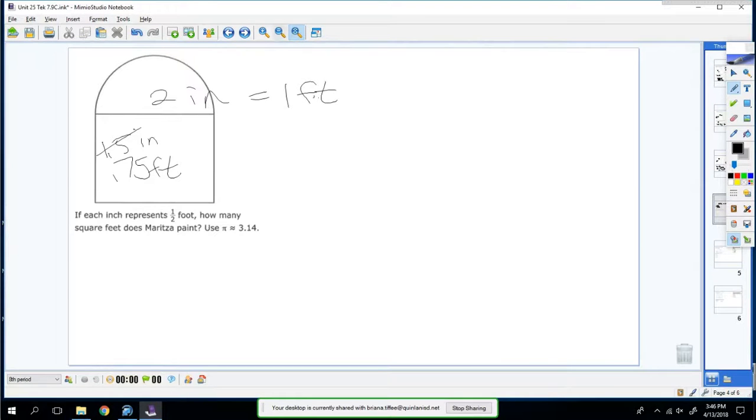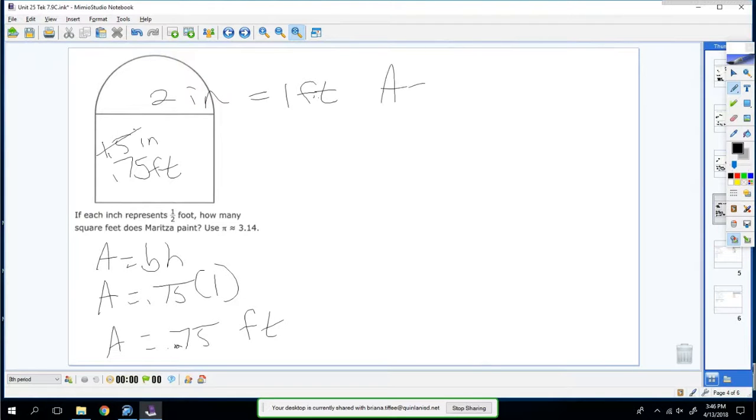So we're going to find the area of this rectangle by doing base times height. So you're going to do 0.75 times 1 feet, which is just 0.75. So it'll be 0.75 feet. And you're going to do the same thing for your semicircle, pi r squared. And I forgot to divide by 2, so I'll go back and do that. So you do 3.14 times 0.5, because that's your radius, squared.